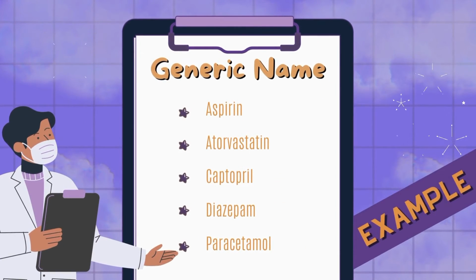Here is a list of some of the non-proprietary names, also known as the generic names: aspirin, atorvastatin, captopril, diazepam, and paracetamol.